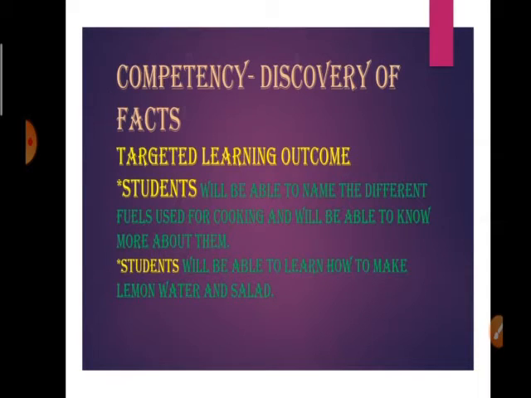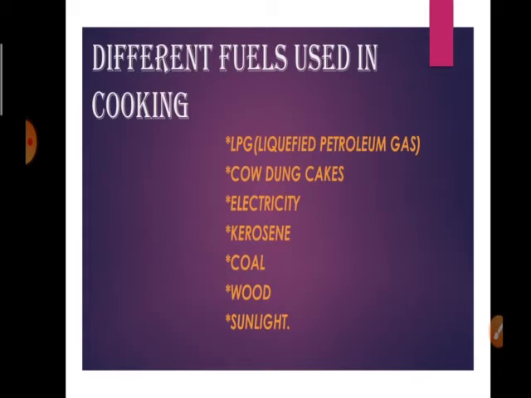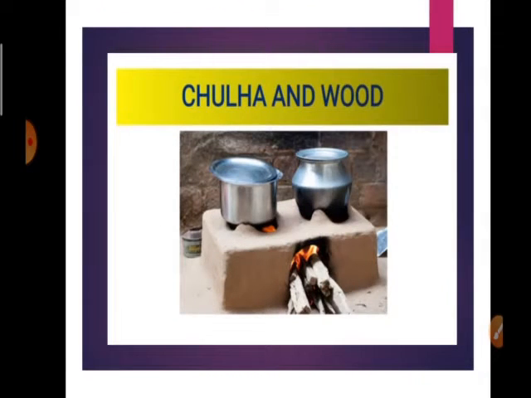The list of these fuels is as follows: LPG, liquefied petroleum gas, cow dung cakes, electricity, kerosene, coal, wood, sunlight. Now, all these cooking fuels are used in different cooking appliances to produce heat. Here you can see chulha and wood. So, wood is used as a cooking fuel in chulha.